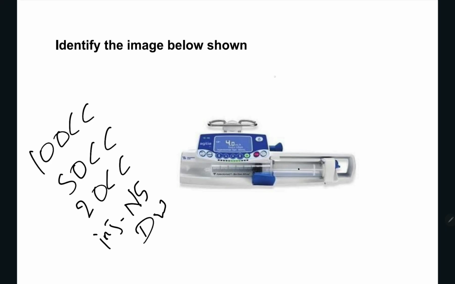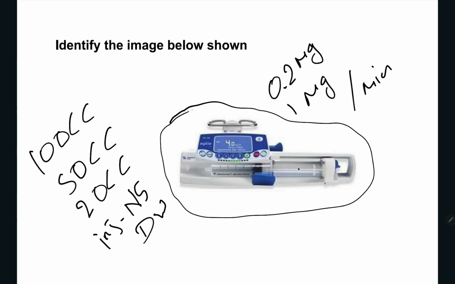Okay, for example, if you want to give 0.2 mg or 1 mg for the patient. By manually we cannot calculate the medication time to time, every hourly or every minute wise. So by this infusion pump we can give the medicine accurately. On the screen you can set the amount of fluid, amount of injection we have to administer to the patient. So this is known as the infusion pump.